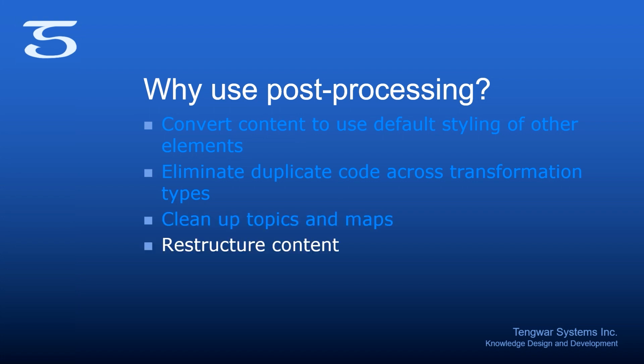And to restructure content. A simple example of this is with figure and table elements. The content model for those requires that if there is a title element, it must be the first child element in figure and table. And the default rendering places the title above the image that's in that figure element, or above the table that's rendered at output.